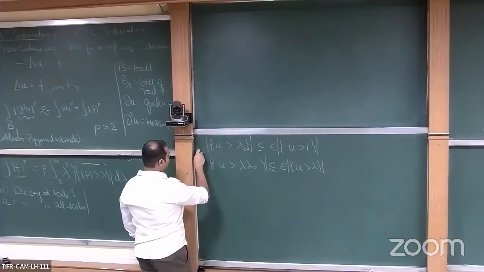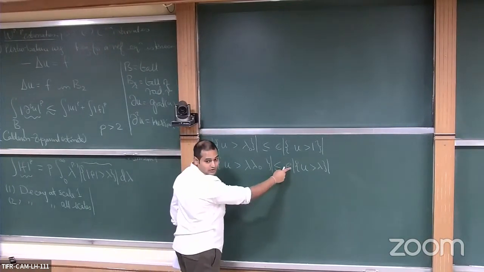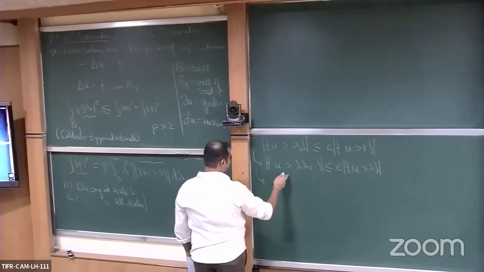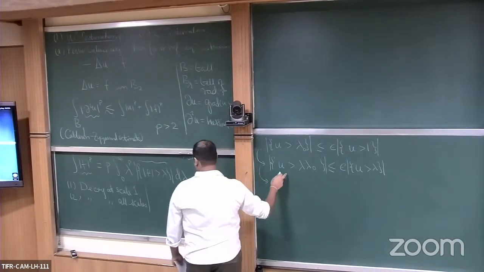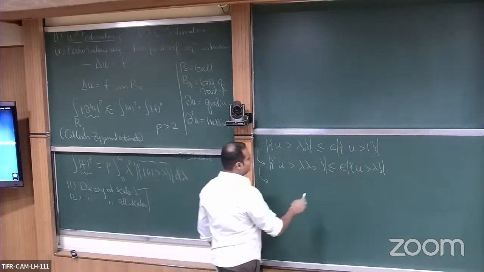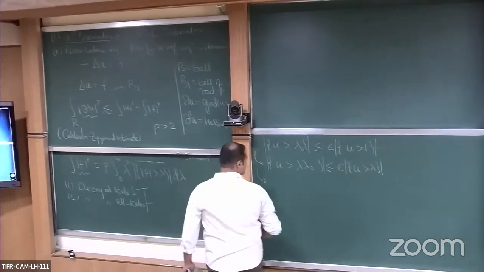So this would be step 1, and this would be an iteration. Now, if you keep iterating this, you get powers of epsilon here, which will sum. We will do this later in greater detail, but this is the idea. So this is what I mean by saying that we have decay at scale 1, and then we do it at all scales.